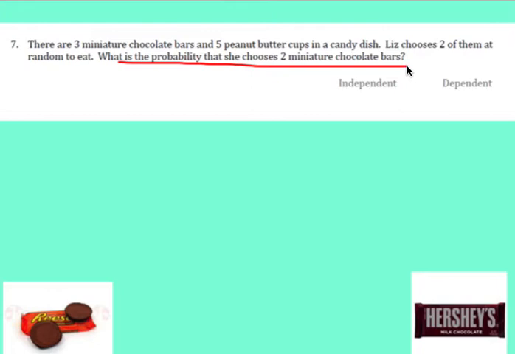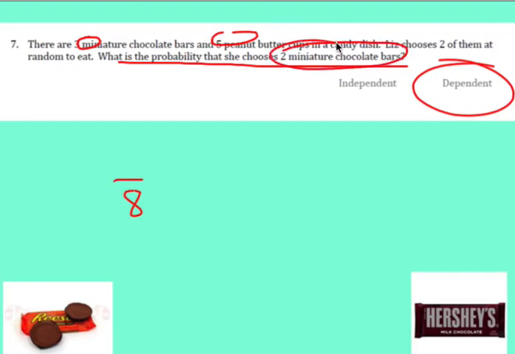Now let's just think about this logically. If you take out a candy bar, you're gonna eat it. That's just how chocolate works, okay? So this is going to be dependent, because the total is going to be going down because we're not replacing. So we're starting off and we have 3 plus 5, so there's 8 total candies in the dishes. And we want to figure out the probability of 2 miniature chocolate bars.